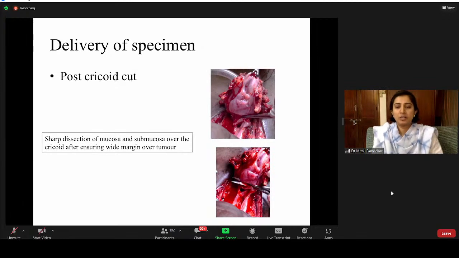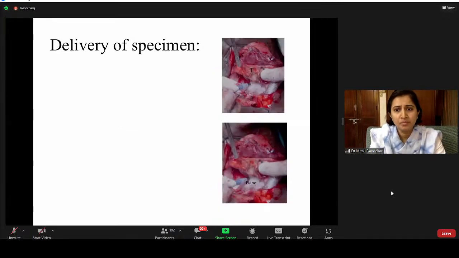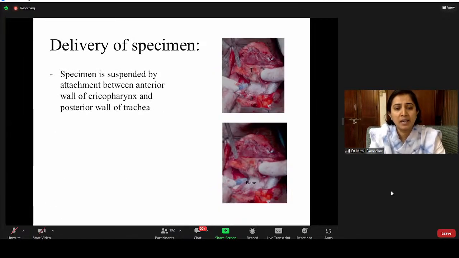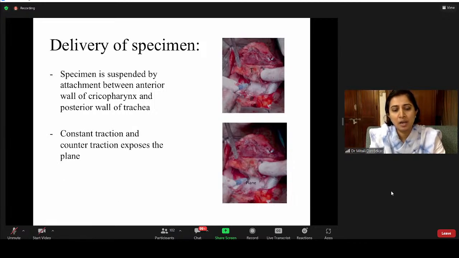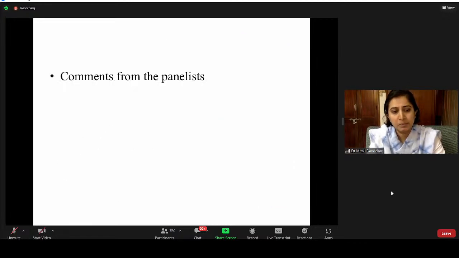Further progressing on to delivery of the specimen, once the larynx is by and large skeletonized, the post-cricoid cut is made with a sharp dissection of the mucosa and the submucosa over the cricoid, after ensuring a wide margin around the tumor. At this point, the specimen by and large is suspended by the attachment between the anterior wall of the cricopharynx and the posterior wall of the trachea. Constant traction and counter traction exposes this particular plane. And finally, this plane is excised and the specimen is delivered.